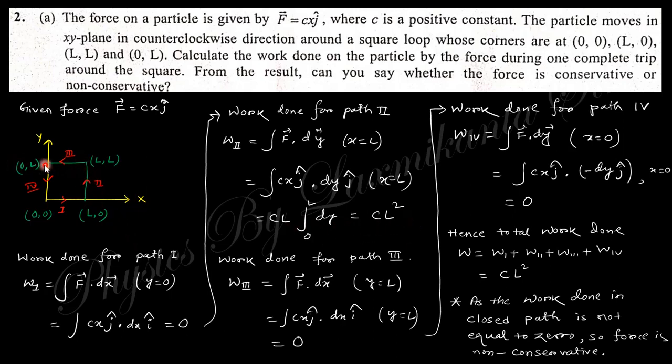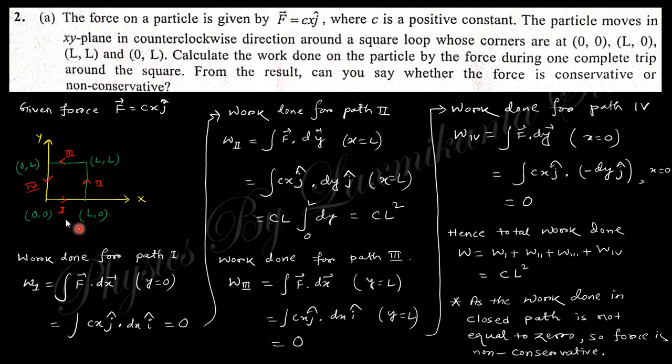Next, for part 3, this will be F dot dx, and here also you can see the F is along the j direction and the x displacement is along the i direction, which are perpendicular to each other, so the work done will be 0. And for the fourth part, you can see the x value is 0, so if you put x equal to 0, you obtain j dot j dy, but x is 0, so that's why this is 0. So you can see the work done for part 1, part 3 and part 4 are 0. Only for part 2 there is work done, CL square.